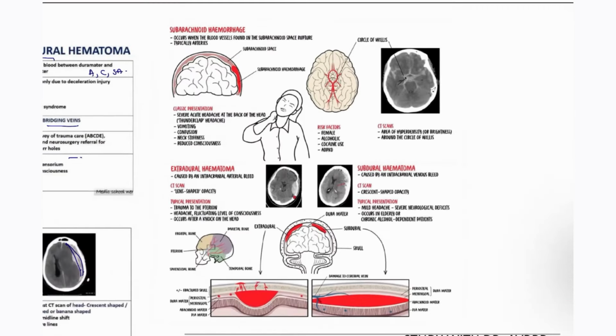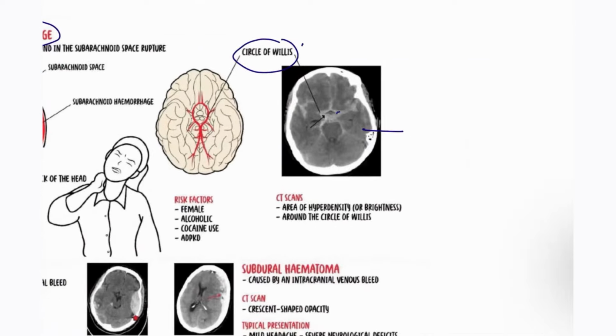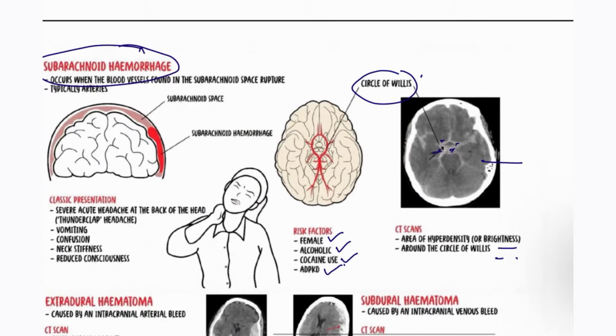Next, SAH. Okay, SAH is due to rupture of a vessel, especially in the circle of Willis. In this patient, you are going to see this SAH in the basal cisterns. You are going to see this blood flow. It is most commonly associated with females, alcoholics, cocaine use, and those suffering from polycystic kidney disease. And berry aneurysm is going to rupture in these places.